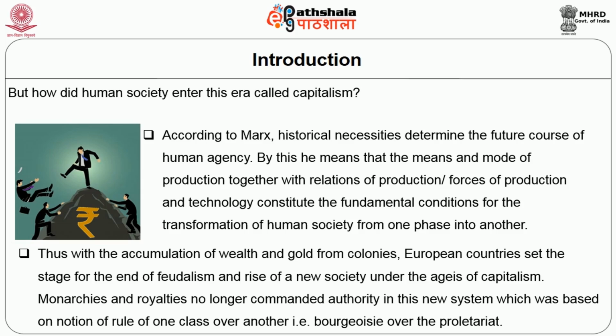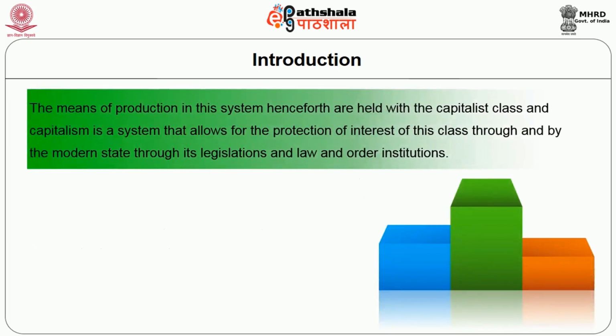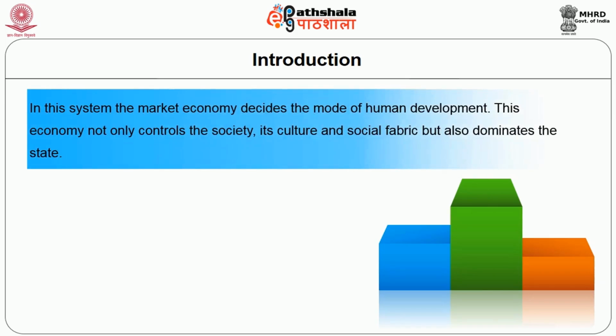Monarchies and royalties no longer commanded authority in this new system, which was based on the notion of rule of one class over another, that is the bourgeoisie over the proletariat. The means of production in the system henceforth are held with the capitalist class, and capitalism is a system that allows for the protection of interests of this class through and by the modern state, through its legislations, law and order institutions. In this system, the market economy decides the mode of human development. This economy not only controls the society, its culture and social fabric, but also dominates the state.